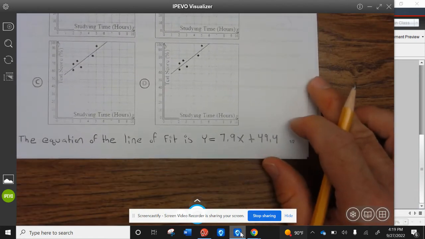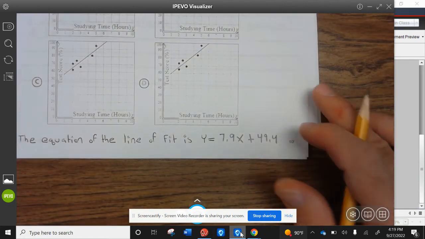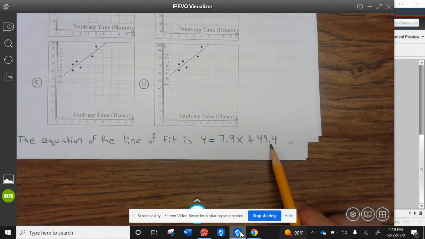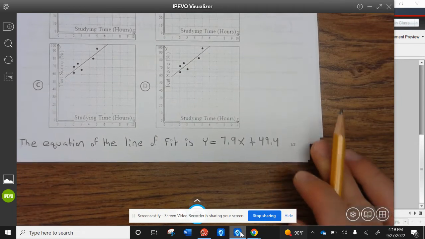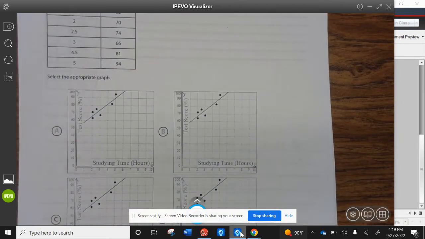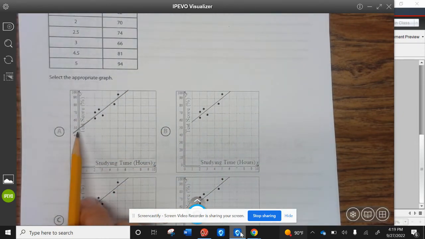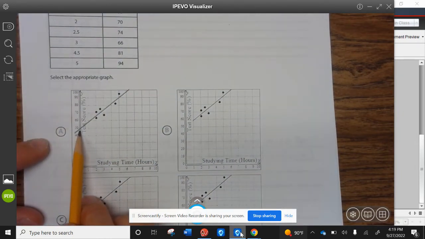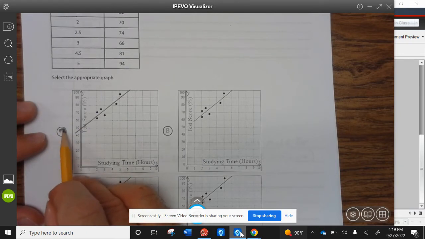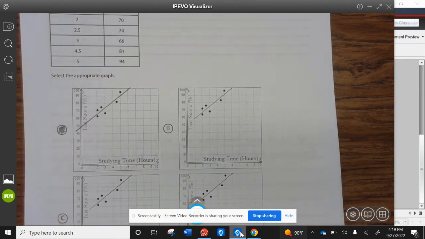So we have our equation, y equals 7.9x plus 49.4. So we're going to find the one that crosses at 49.4. All right, so if you look at A, draw a line there. You can see it crosses at 49.4. So the answer is A. All right, so finish up example 4.